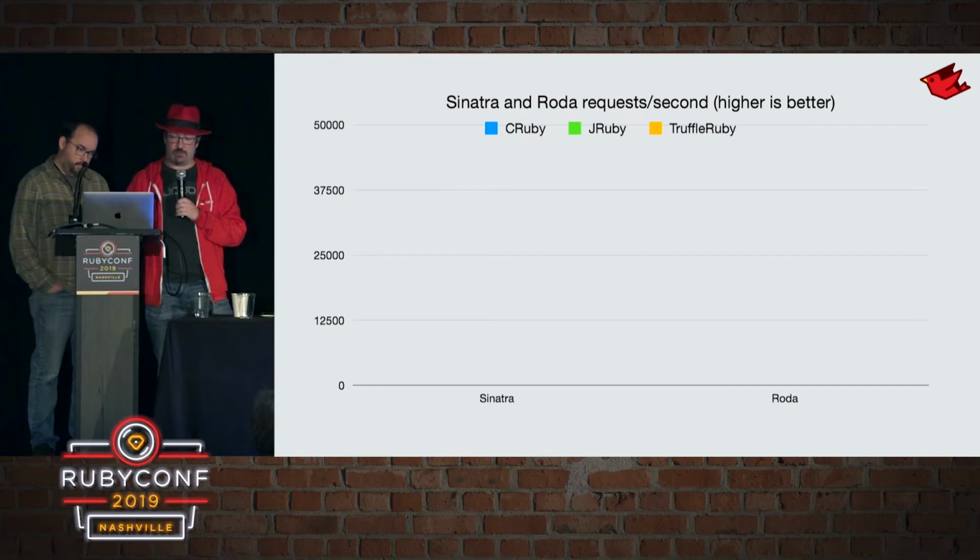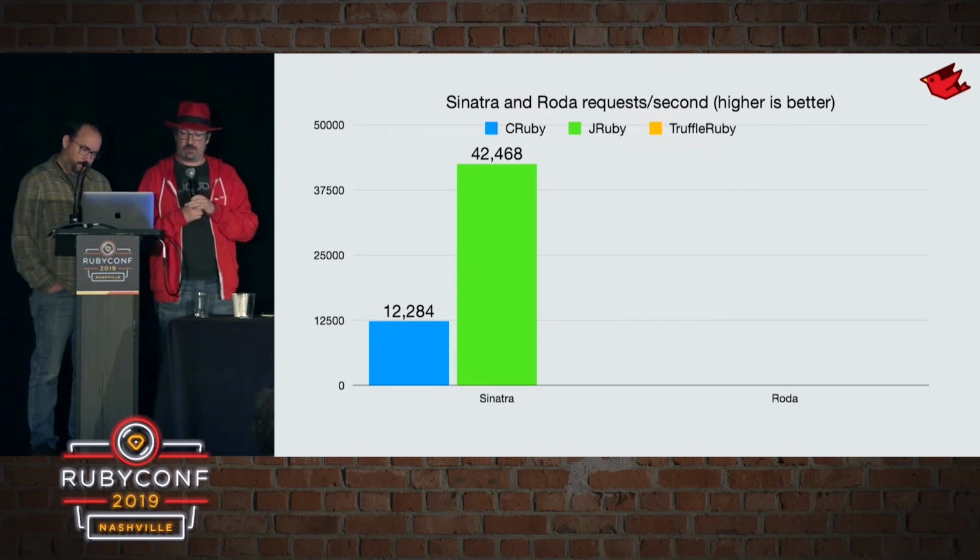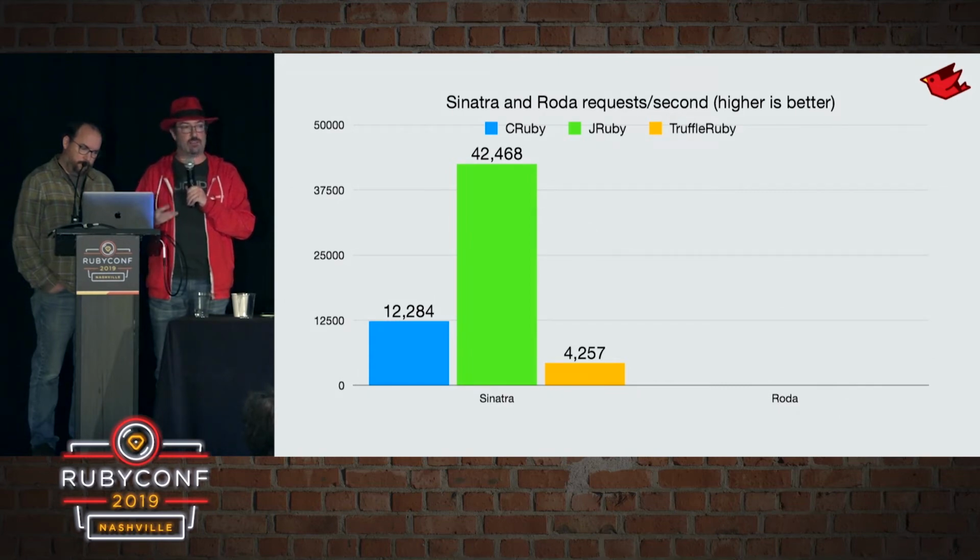So here is Sinatra and Roda, requests per second, comparing the implementations. Starting out here with CRuby, about 12,000 requests per second on Sinatra. JRuby getting close to the 4x range on this particular one. So very small microservices, very small applications, optimize very well on JRuby and will perform significantly better than on CRuby. I think TruffleRuby has some concurrency issues that might be slowing this down. This is running with 8 concurrent workers or 8 concurrent threads, and we just didn't see any gains from the extra threading here.